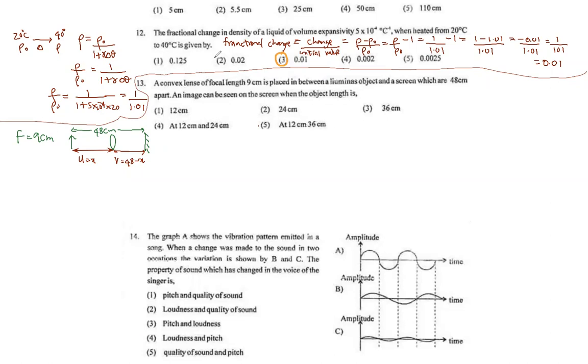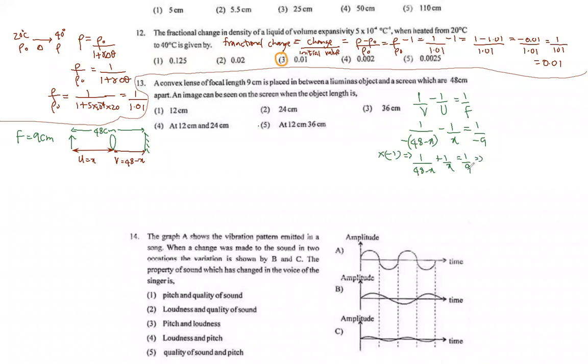as 9 centimeters. So we can apply the lens formula, 1 over v minus 1 over u equals 1 over f. For 1 over v, we have to put 1 over minus (48 minus x), because it is measured on the right side, minus 1 over x equal to 1 over minus 9. Then we can multiply everything by minus 1, and it will give me 1 over (48 minus x) plus 1 over x equal to 1 over 9.